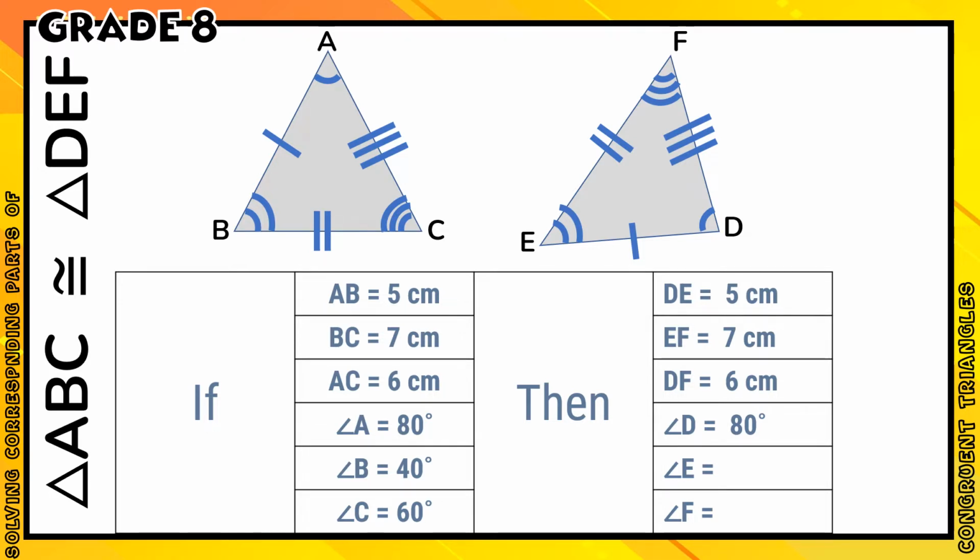Angle B measures 40 degrees, then angle E measures 40 degrees, and angle C measures 60 degrees, therefore angle F measures 60 degrees. Take note of the degree measure of the interior angles of the triangle. It should be 180 degrees. Hindi pwedeng kulang at hindi pwede namang sobra. It should be exactly 180 degrees para masabi natin ang given figure is a triangle.